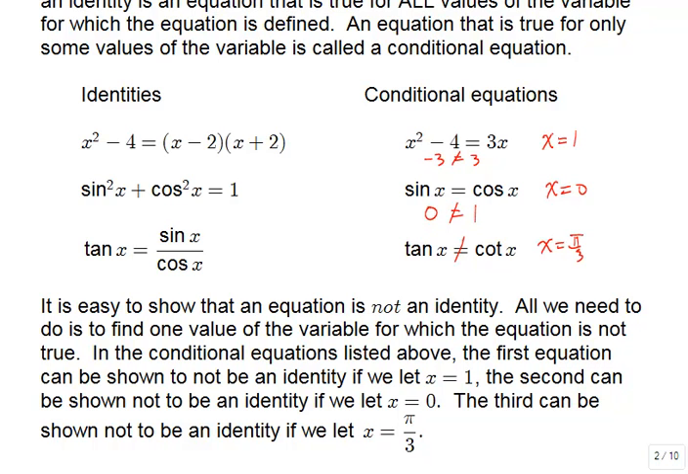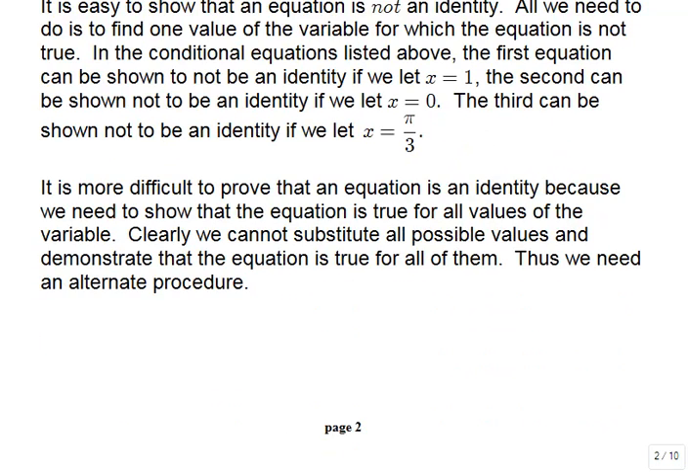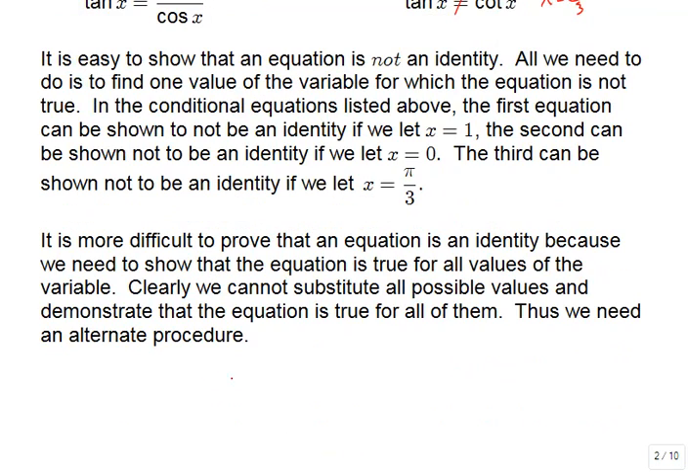All you have to do is find one value of the variable for which the equation is not true, like these three numbers right here. However, it is much more difficult to prove that an equation is an identity because you need to show that the equation is true for all values of the variable. And obviously we can't substitute in every possible value out there, so we need to figure out an alternative procedure for showing that something is an identity.